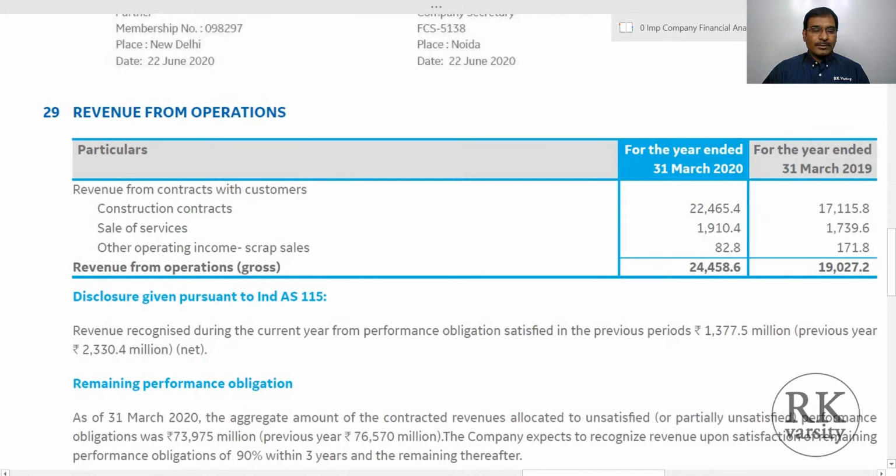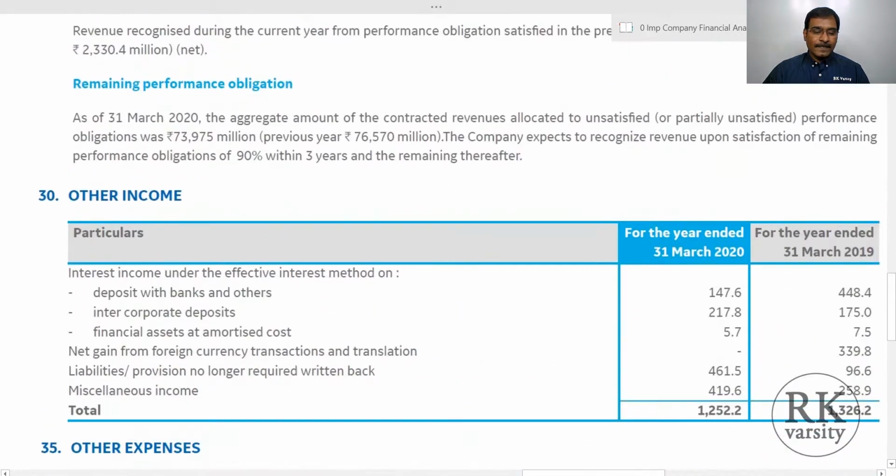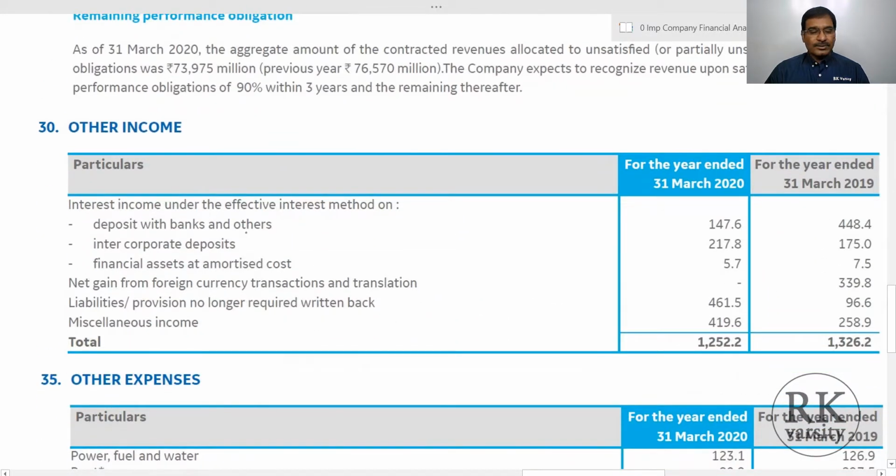So here if you observe, the revenue from operations is your direct revenue, that is revenue from contracts with customers, construction contracts and sale of services, and other operating income such as scrap. So here these are the operating incomes. So we'll consider operating income as net sales. Now coming to other income, if you observe here, the company earned other income from sources such as deposits with the banks, intercorporate deposits, financial assets at amortized cost, and net gain in foreign currency.